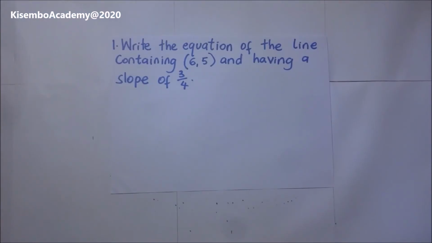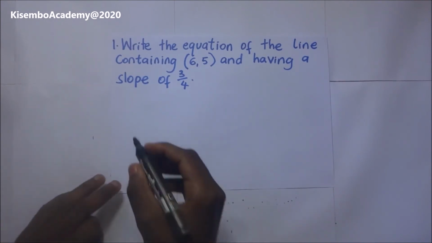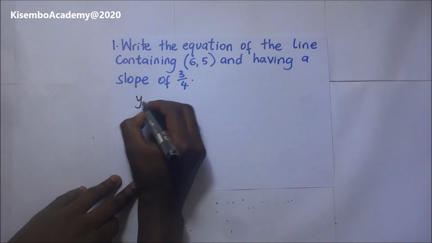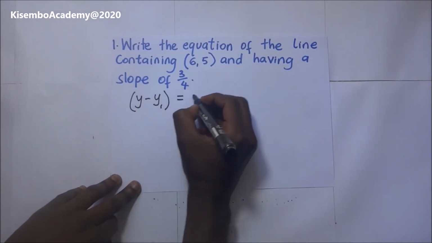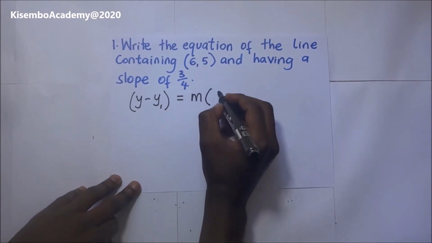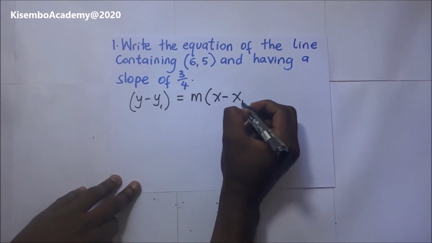In writing the equation of the line containing (6,5) and having a slope of 3 over 4, I'm going to write this equation in two forms. There is what we call the point-slope form, and then there is what we call the slope-intercept form. So we'll begin with the point-slope form. With the point-slope form, when you're writing the equation of a line, it's going to be y minus y1 equal to m times x minus x1.